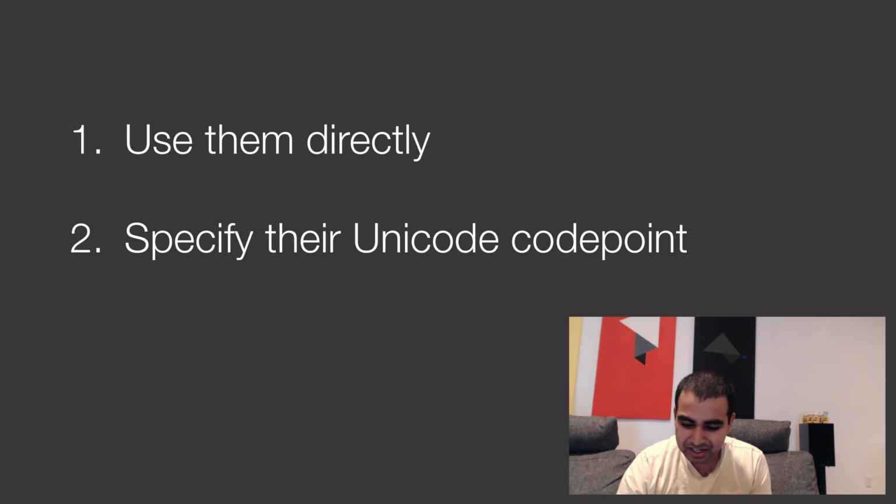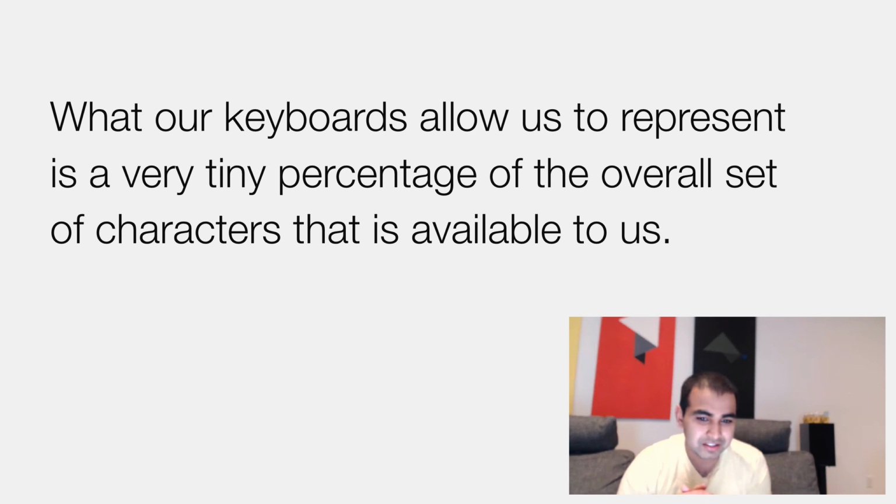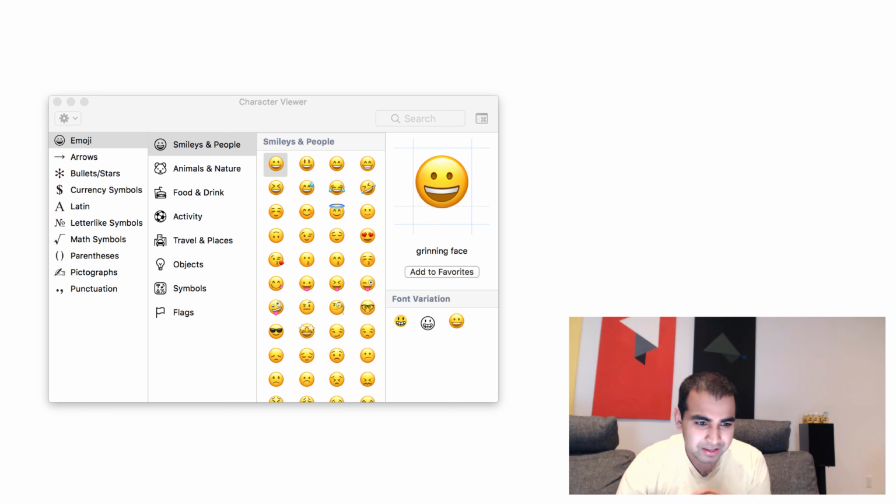But before we wrap up, I just want to touch base on a few little things about emojis that you may find interesting. Some more emoji stuff. So what we see as emojis, right? The reason why we have all these weird representations and weird ways of inserting them is that what our keyboards allow us to represent, the characters that we can use, all the letters and numbers and symbols we see there, is a very tiny percentage of the overall set of characters that's actually available to us. We saw a variation of this on the Twitter emoji selector, but in all of our operating systems you have a version of it.